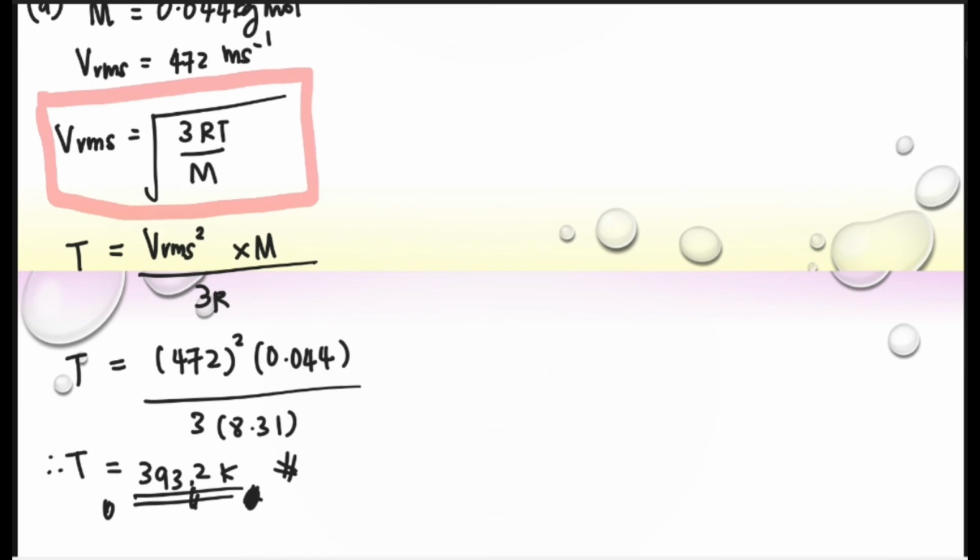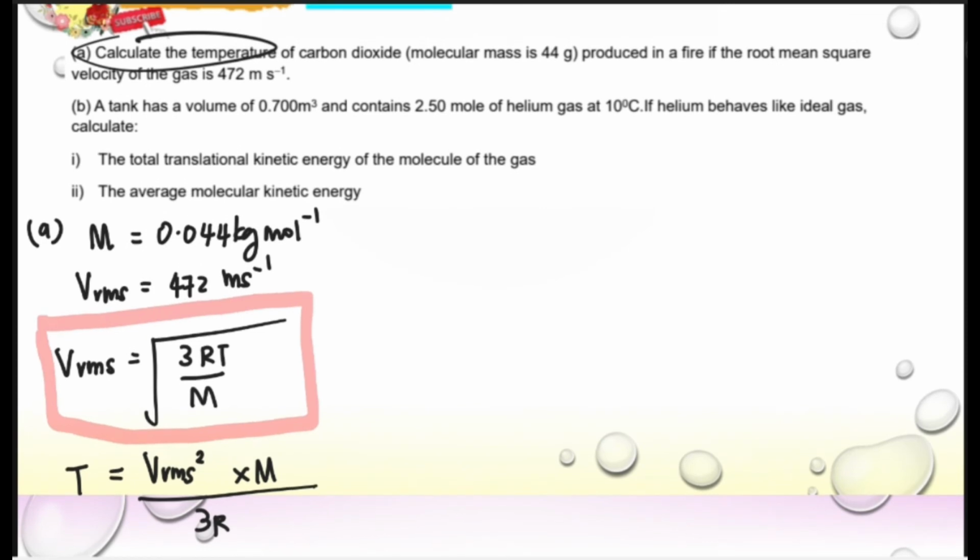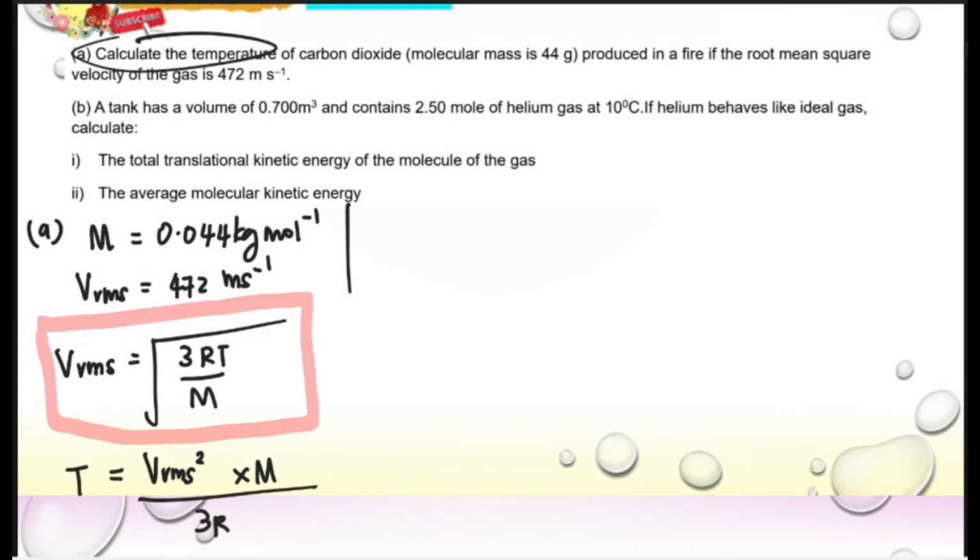Alright, okay. Finish part A. And then for part B, okay. So given that here we have the volume, and then we have the number of moles, and then the temperature. And if helium behaves like an ideal gas, calculate the total translational kinetic energy of the molecules of the gas.